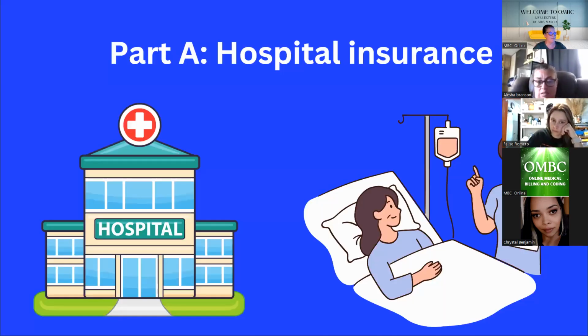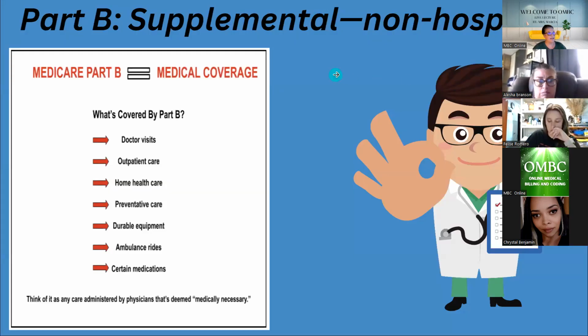All right, here we go. So Part A is hospital insurance. Part B is non-hospital. And let's get a better list: doctor visits, outpatient care, home health care, preventative care, durable equipment. Does anybody know what durable equipment is? Give me an example of one piece of durable equipment.